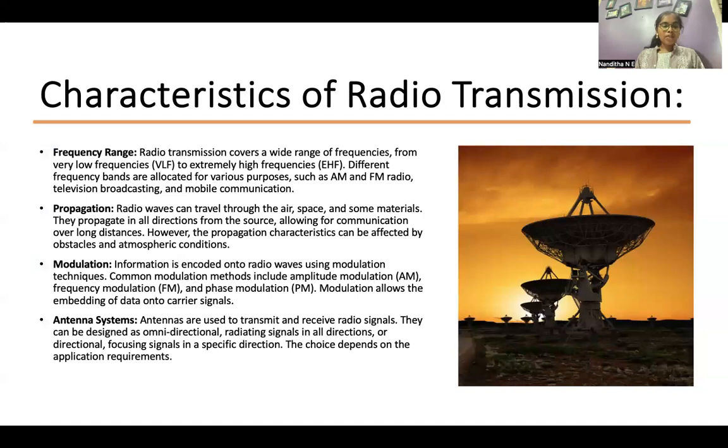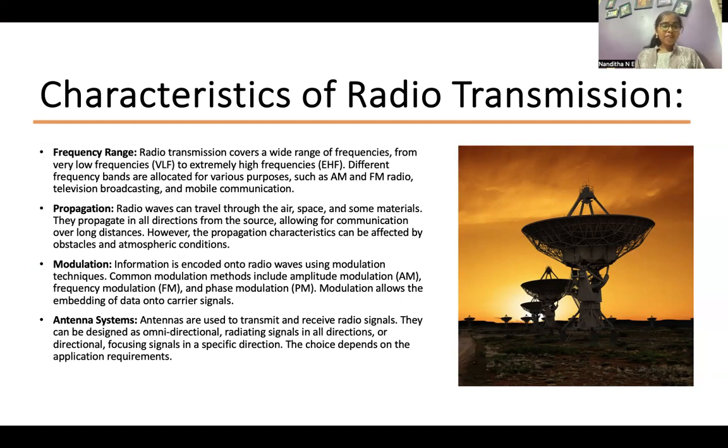Propagation. Radio waves can travel through the air, space, and some materials. They propagate in all directions from the source, allowing for communication over long distances. However, the propagation characteristics can be affected by obstacles and atmospheric conditions.